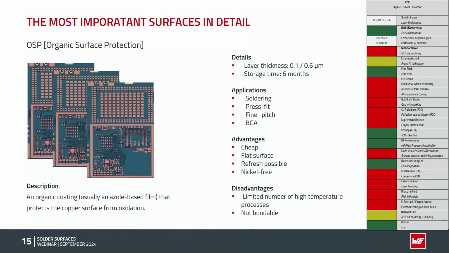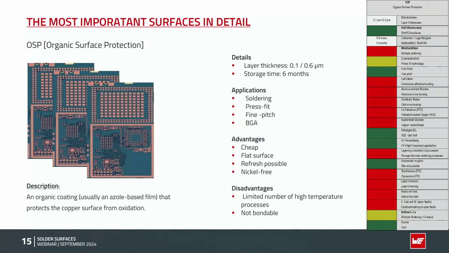Everywhere we see red, that means it's not that perfect or not possible. Green means excellent, so OSP has an excellent RoHS compliance, and could be used for fine pitch application. It's also good for high frequency applications, and rework is possible, and the costs are pretty good for this surface.